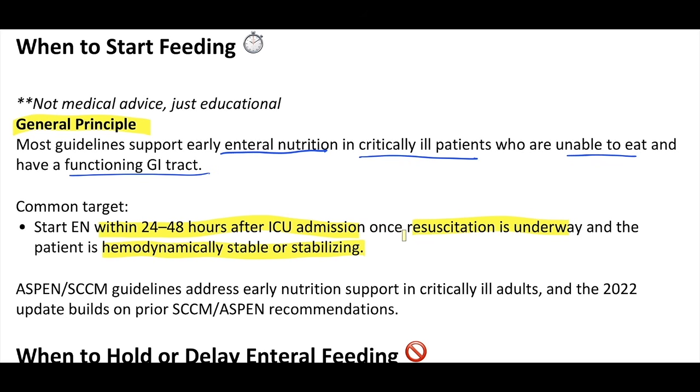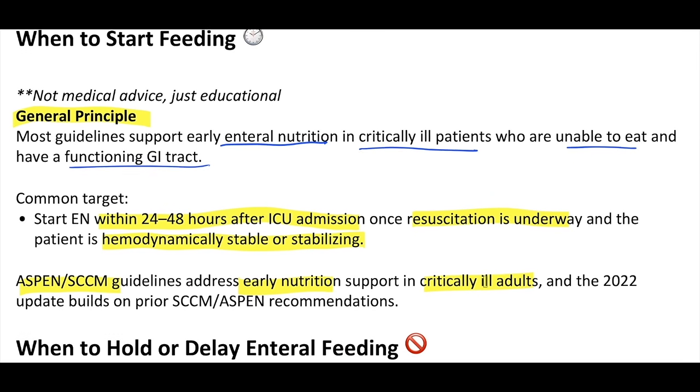It's really, really important. Those ASPEN and SCCM guidelines address early nutrition and support early nutrition, but that doesn't mean they have to start getting feeds within 4 hours of coming to the ICU, right? You've got a day or two, and they should be resuscitated and hemodynamically improving to make sure that they can perfuse their gut enough to absorb that nutrition.